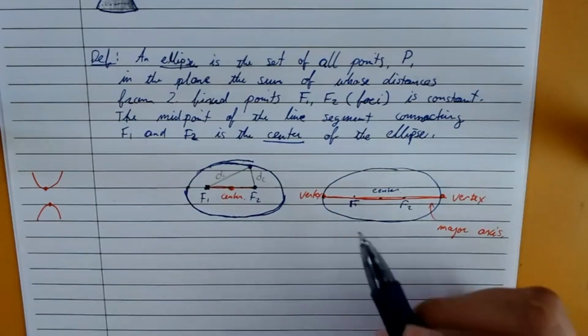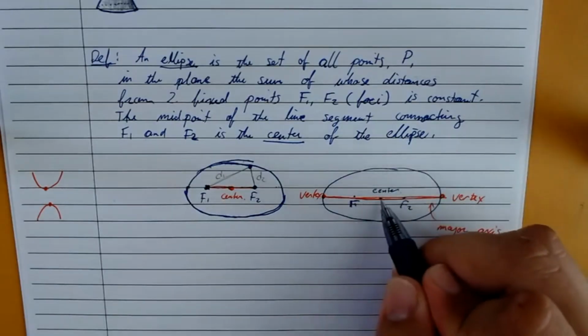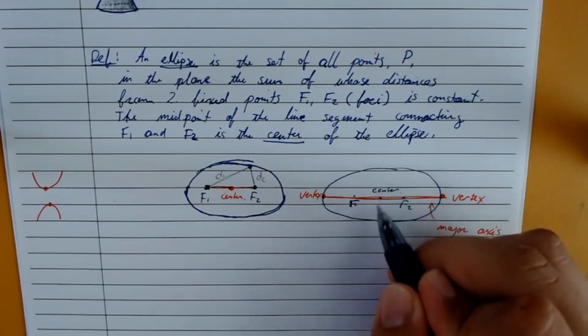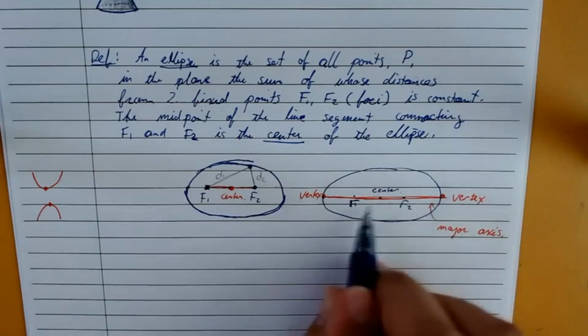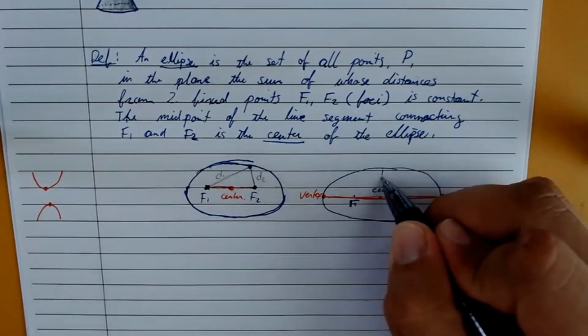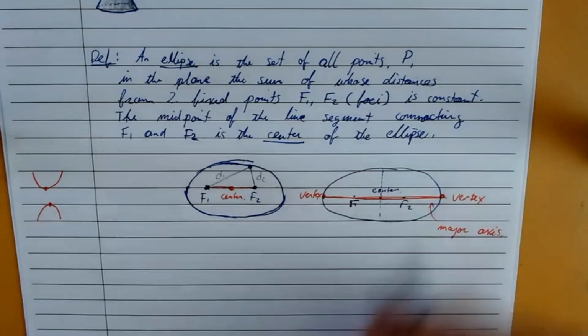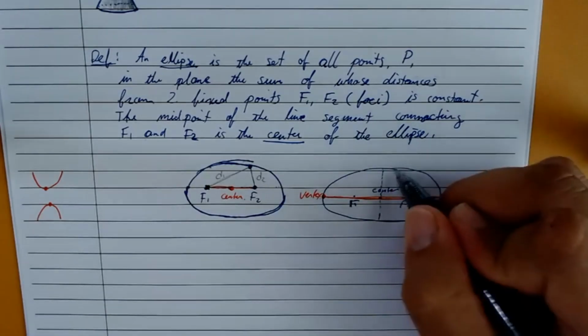There is also a minor axis, which crosses also through the center, going perpendicular to the major axis. So the major axis connects the two vertices through the center. The minor axis is perpendicular to the major axis and also passes through the center.